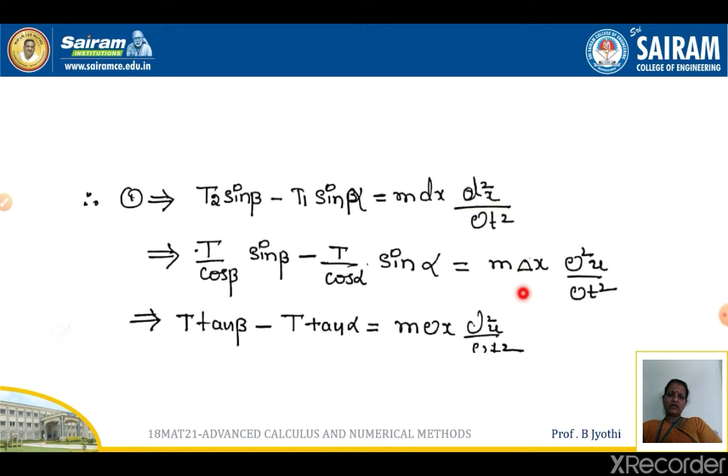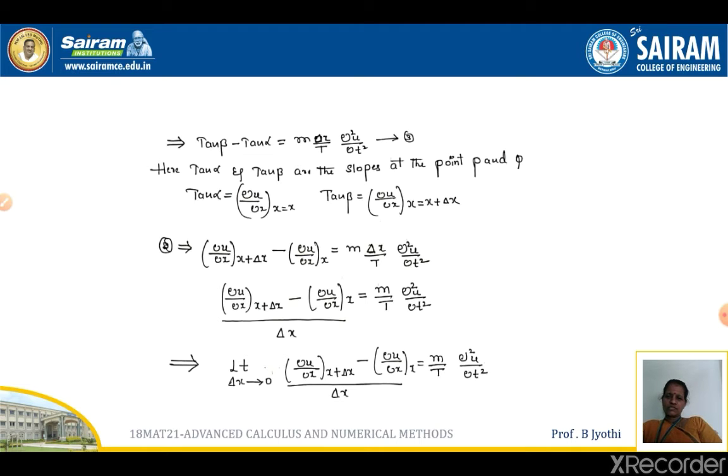That gives m delta x into ∂²u/∂t². Or sin beta by cos beta, we can write it as tan beta, and here tan alpha. Therefore, it is T tan alpha minus T tan beta is equal to m into Vx ∂²u/∂t².